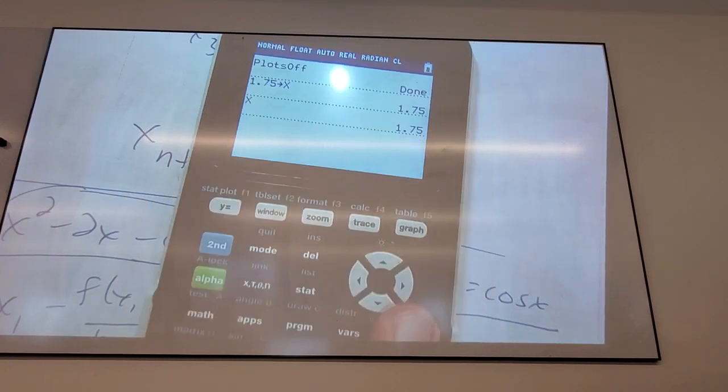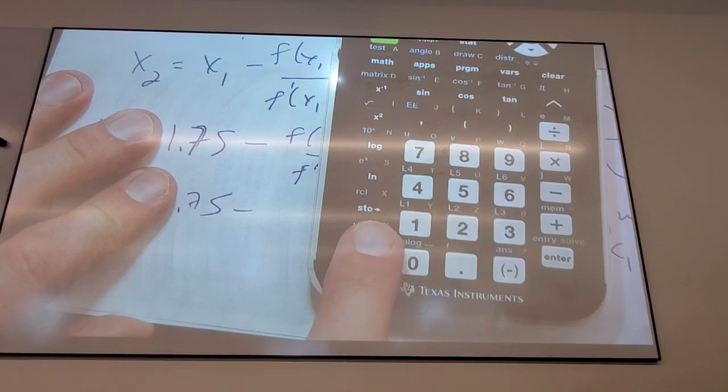Now, how'd you do the arrow? Sorry? The arrow in between the 1.75. Store. Store.